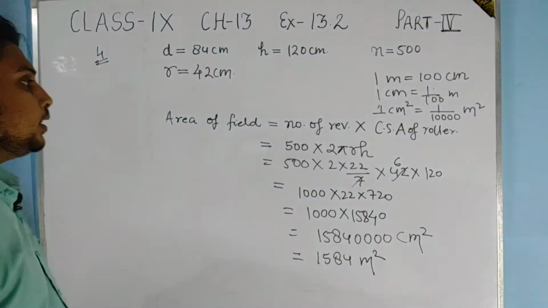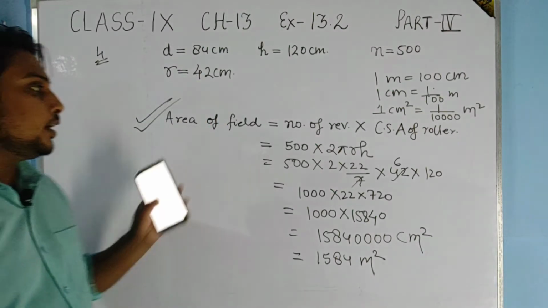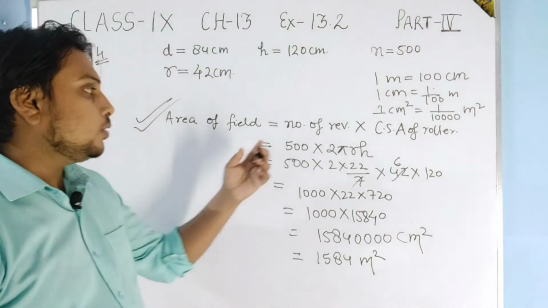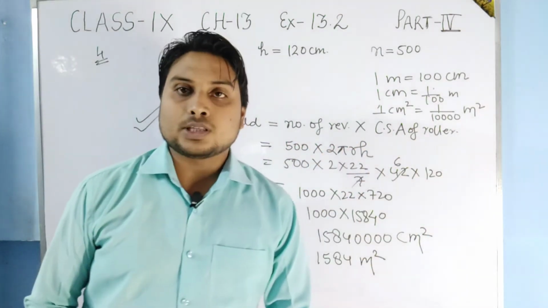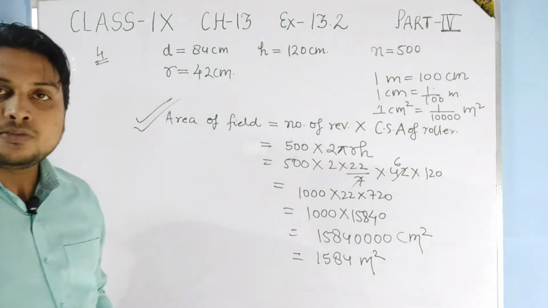Okay. The only thing that is important in the question is this concept: the area of the field will be equal to the number of revolutions into the curved surface area of the cylinder. Okay, so now you can pause the video and note it down.